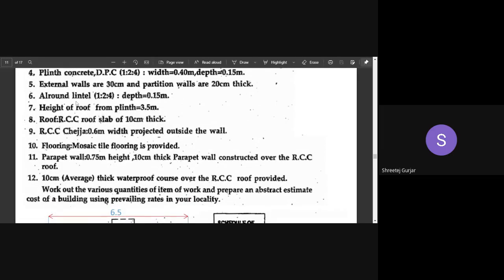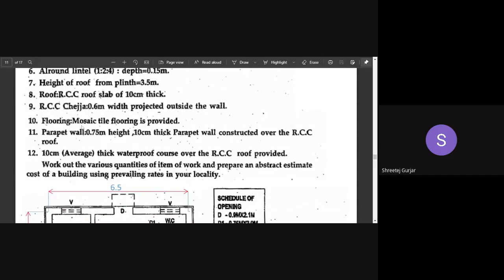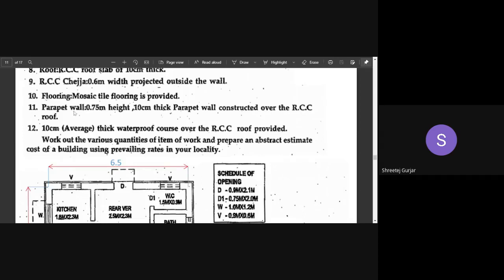Then I've told you height of the roof from plinth is 3.5 meters, floor to floor height. Your RCC roof I've told you is 10 centimeter thick, and I have explained the RCC chhajja, projected 0.6 meter outside the wall. Coming to flooring, mosaic tiling is done for your flooring. Then parapet wall I've explained, height is 0.75 and 10 centimeter in thickness, and it is constructed over the RCC roof.